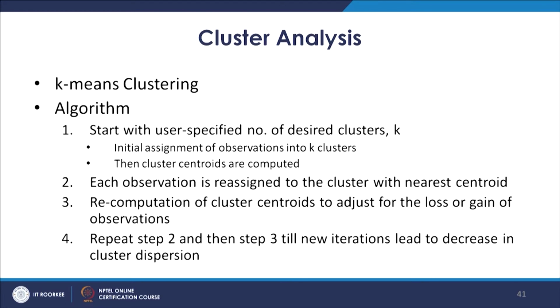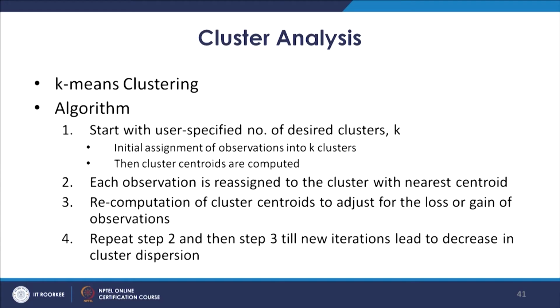Once we know the number of desired clusters, we have to do some initial assignment of observations into these k clusters. This initial assignment will become the basis for implementing the next steps of this algorithm. Once this initial assignment has been done, we can compute the cluster centroids, because now each observation is part of some cluster as per the initial assignment. Once this is done, we reach step number 2.